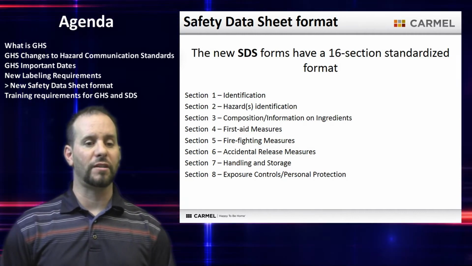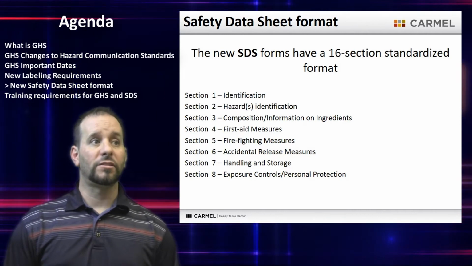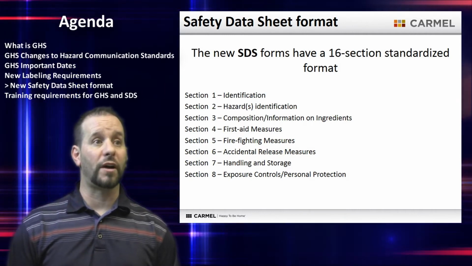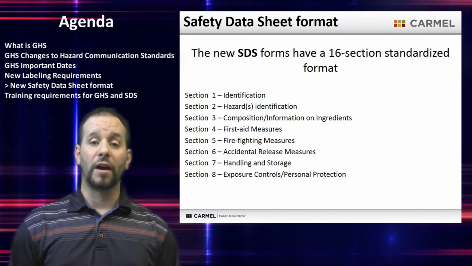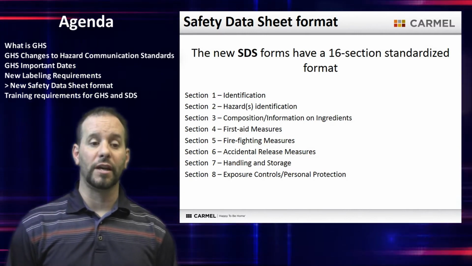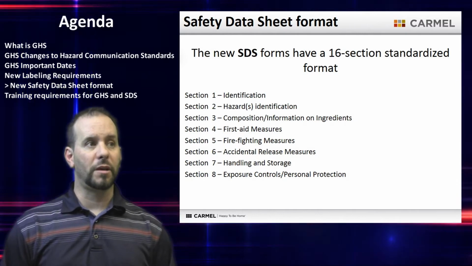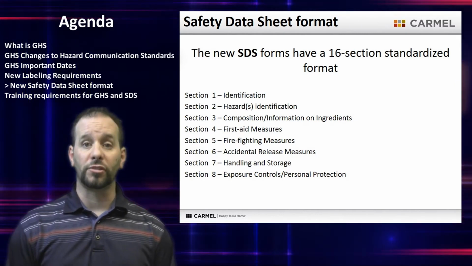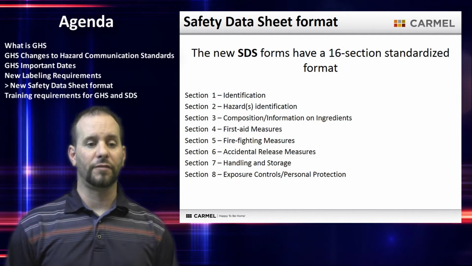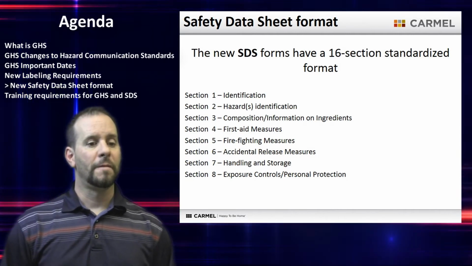Section 5 is firefighting measures. This will list suitable fire equipment to be used and fire hazards if we did have an ignition of that chemical. Section 6 is accidental release measures. This lists emergency procedures that need to be followed if there is a release.